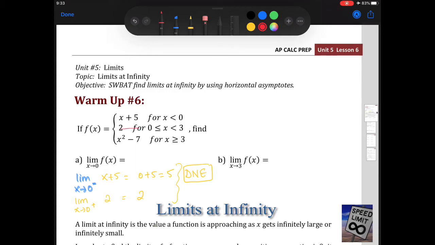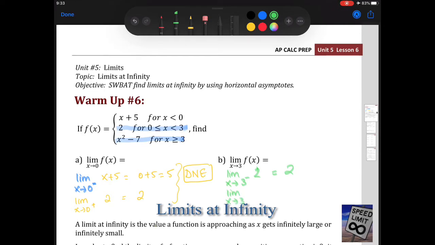Limit as x approaches 3. If x approaches 3 from the left, I'm going to use this equation, and for the right I'm going to use this one, right? So let's get started. Limit as x approaches 3 from the left of f of x, what do I get? The limit of 2 is just 2.